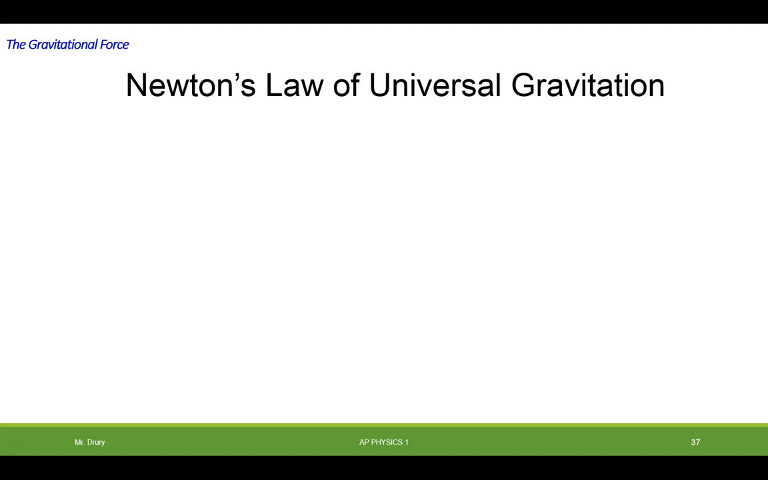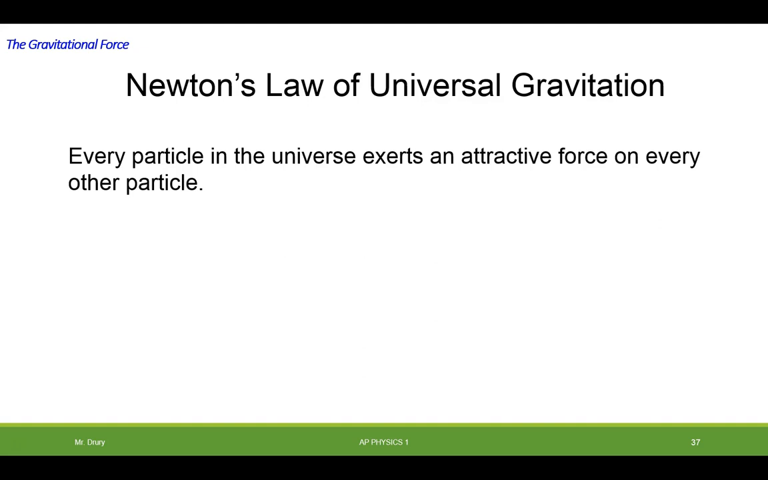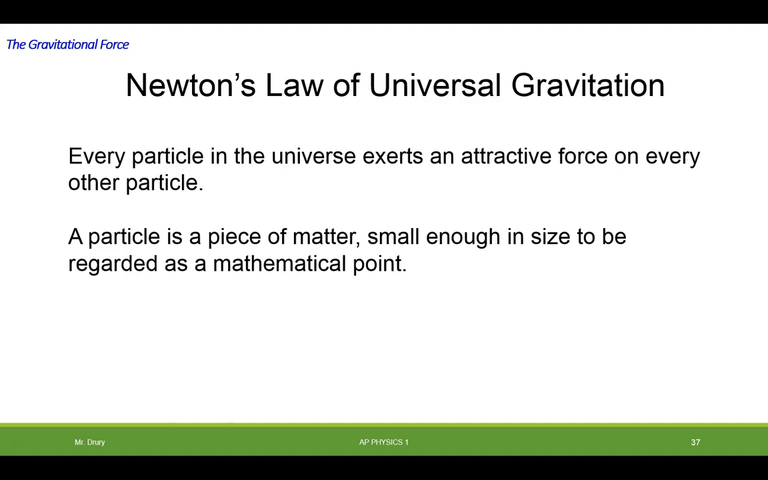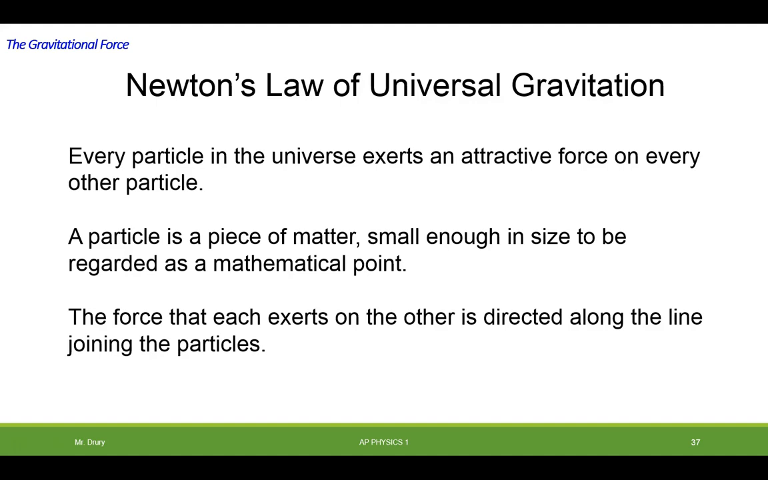Right, we have gravitational force. Newton's law of universal gravitation: every particle in the universe exerts an attractive force on every other particle. Basically, a particle is a piece of matter small enough in size to be regarded as a mathematical point. The force that each exerts on the other is directed along the line joining the particles. This means as long as you have two objects, they're attracted to each other in a straight line.